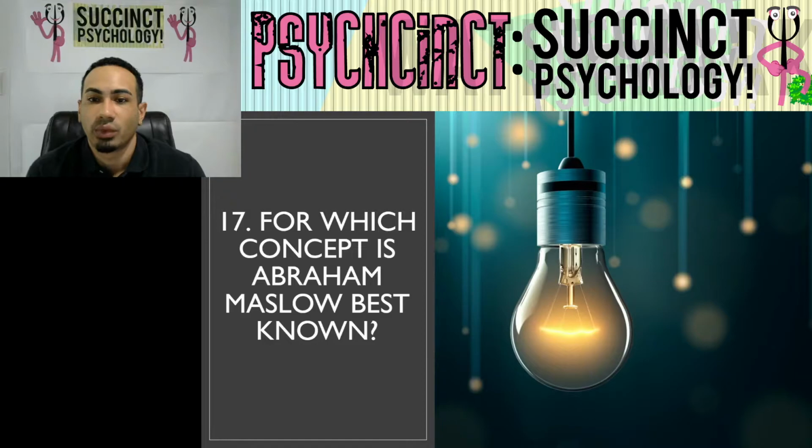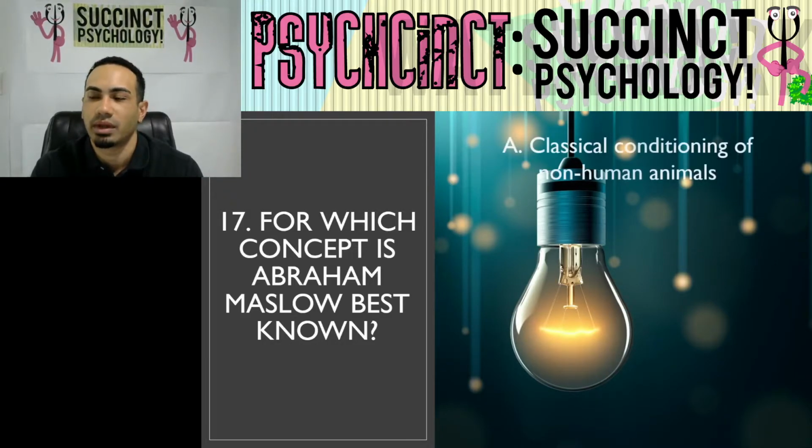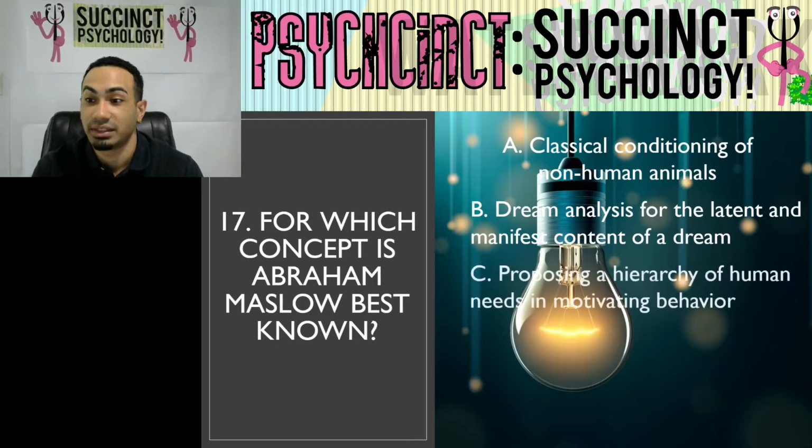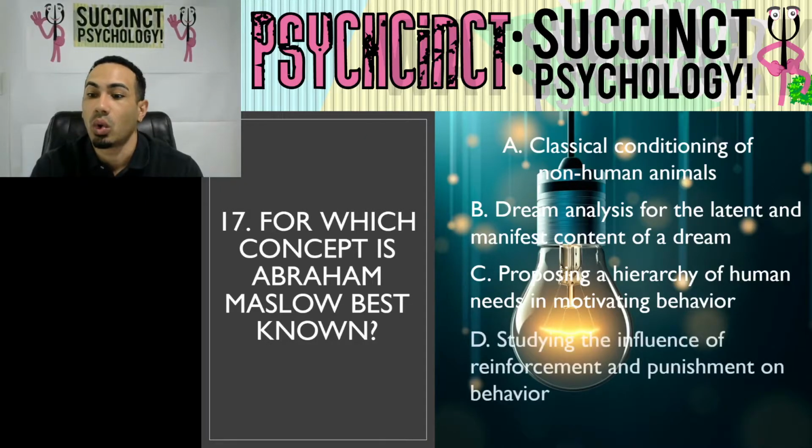Alright. For which concept is Abraham Maslow best known? A, classical conditioning of non-human animals. B, dream analysis for the latent and manifest content of a dream. C, proposing a hierarchy of human needs and motivating behavior. Or D, studying the influence of reinforcement and punishment on behavior.